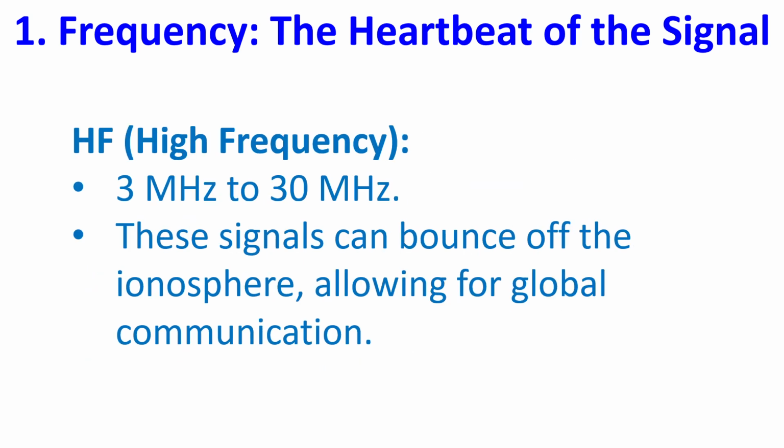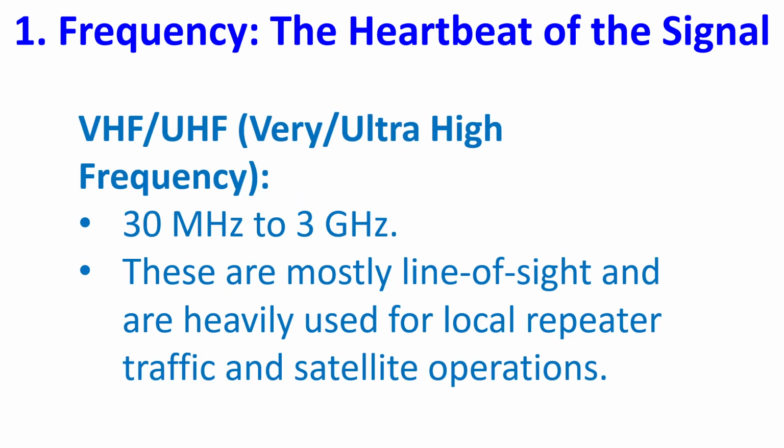HF, or high frequency, band is from 3 MHz to 30 MHz. These signals can bounce off the ionosphere, a layer of the atmosphere, allowing for global communication. VHF and UHF, very high frequency and ultra high frequency, cover 30 MHz to 3 GHz. These are mostly line of sight and are heavily used for local repeater traffic and satellite operations.